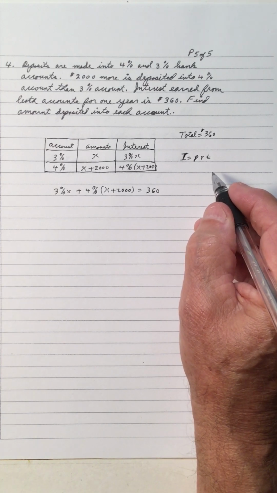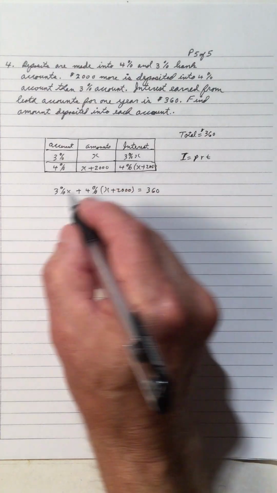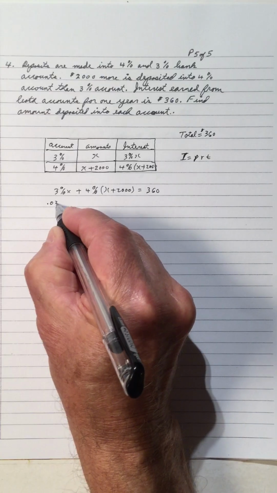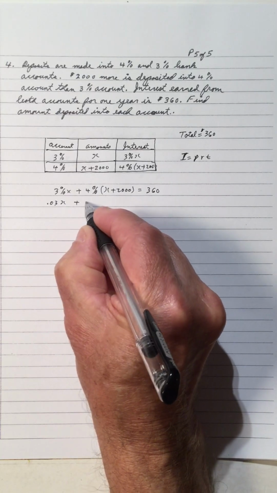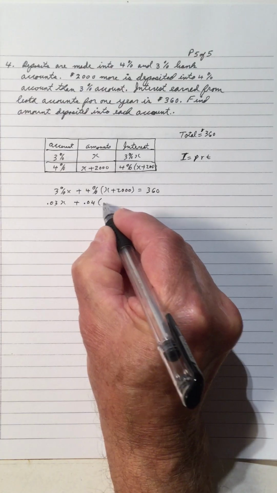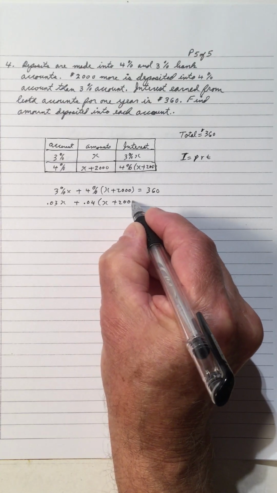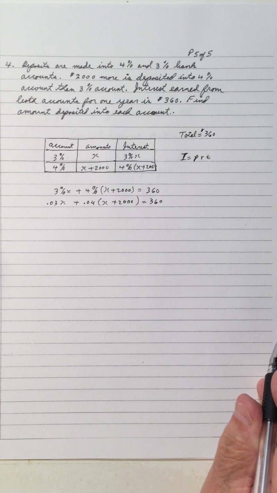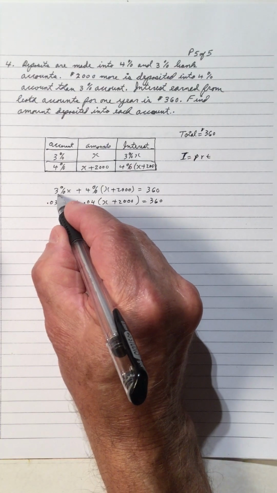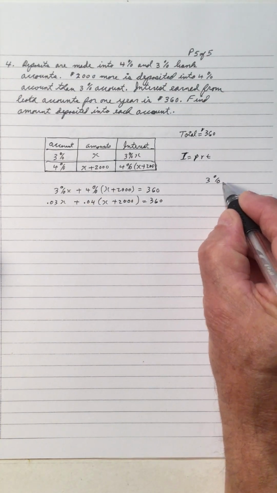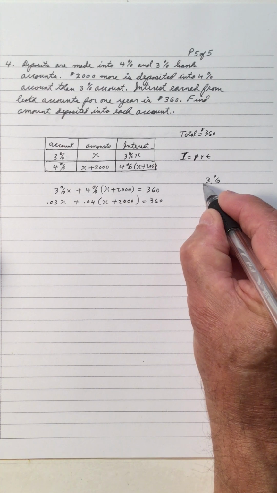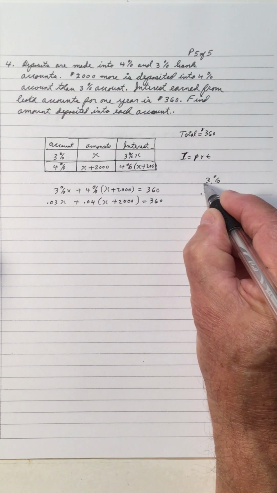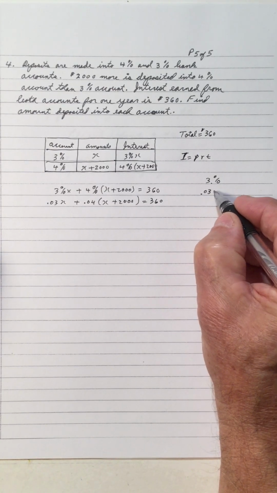So let's do a bit of math on this to work this out. So we change the percent to a decimal. So 3% is decimal 0.03. And 4% is decimal 0.04. Again, 3% is out of 100, so you move the decimal 2 places to the left.